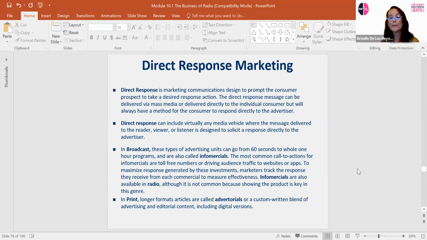So in print, you can have longer format articles, which I've used very effectively. Actually, I used that for a campaign that I did for Procter & Gamble, which are called advertorials.